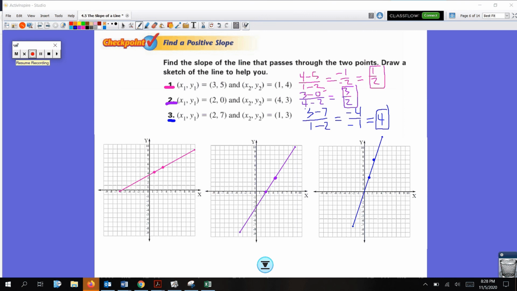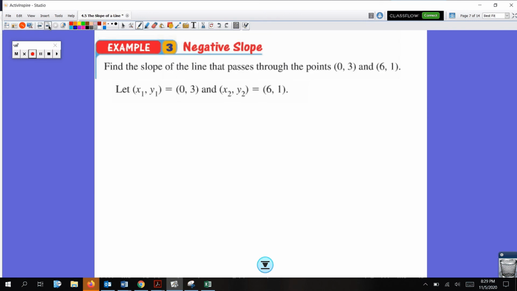All right, so now I just want to show you something. I did graph number 1 in pink, and I have a slope of positive 1/2. Graph number 2 was in purple. I got a slope of 3 over 2. Graph number 3 is in blue, and I have a slope of positive 4. If you're looking at a graph and you want to know if a slope is positive or not, just imagine, you know how we read a sentence from left to right. So imagine you are walking along this graph from left to right. If you're going uphill, it's a positive slope. Okay? Just quickly visualize and see that.